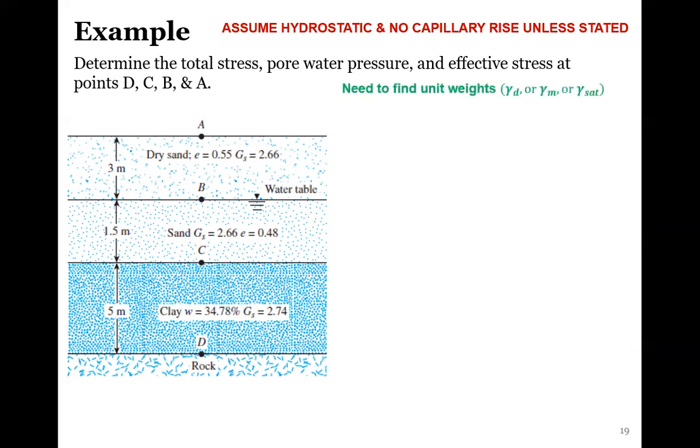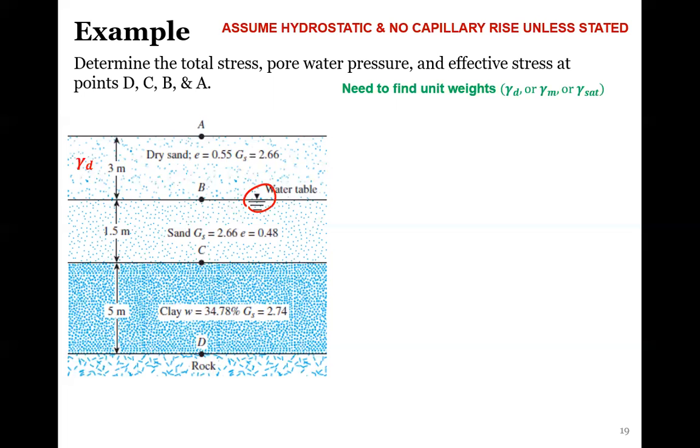To do that, what we're first going to do is assume hydrostatic conditions and no capillary rise unless it's stated in the problem statement. We need to find the unit weights, and make sure we're choosing the right ones here. If it's below the water table, look for the triangle here, then we know we're going to use saturated. If it's above the water table, then we need to check what the problem is telling us. If it says dry sand, that means we're using gamma dry, the dry unit weight.